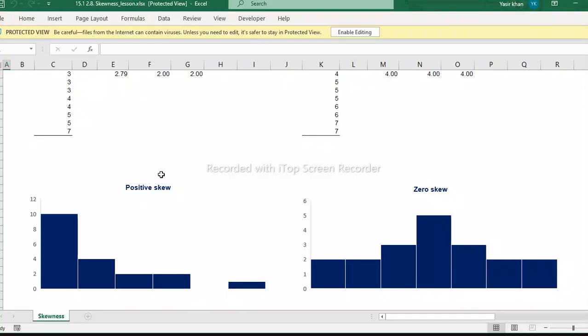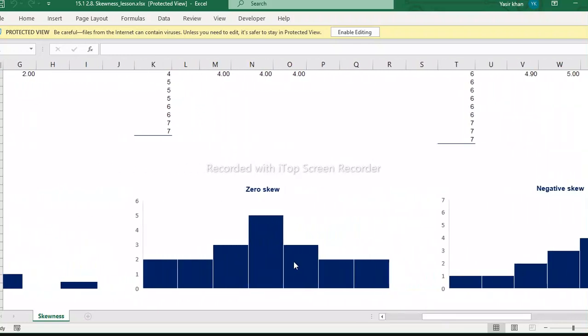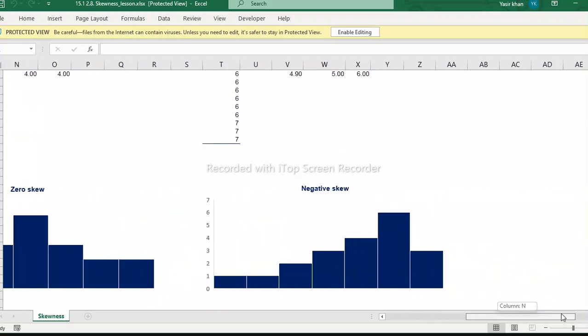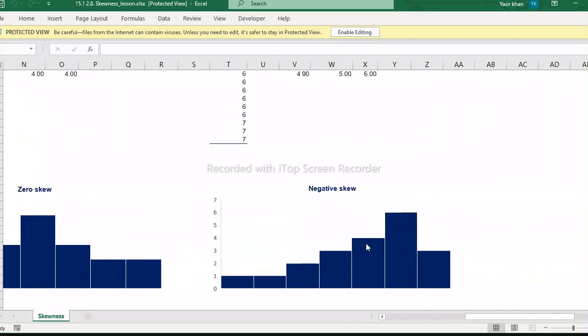So we have taken an example and solved it, and after drawing the histogram, we got such values. This is the positive skew, and when the histogram is in this form, it has zero skewness because the data is uniformly distributed. And in here, it is tending toward this side, and it has negative skewness.